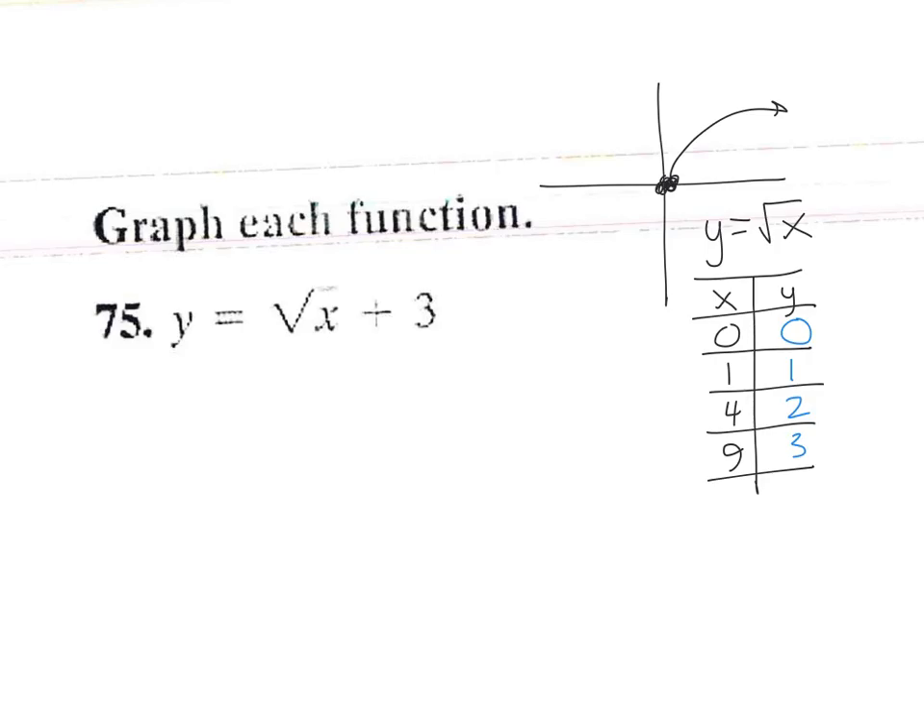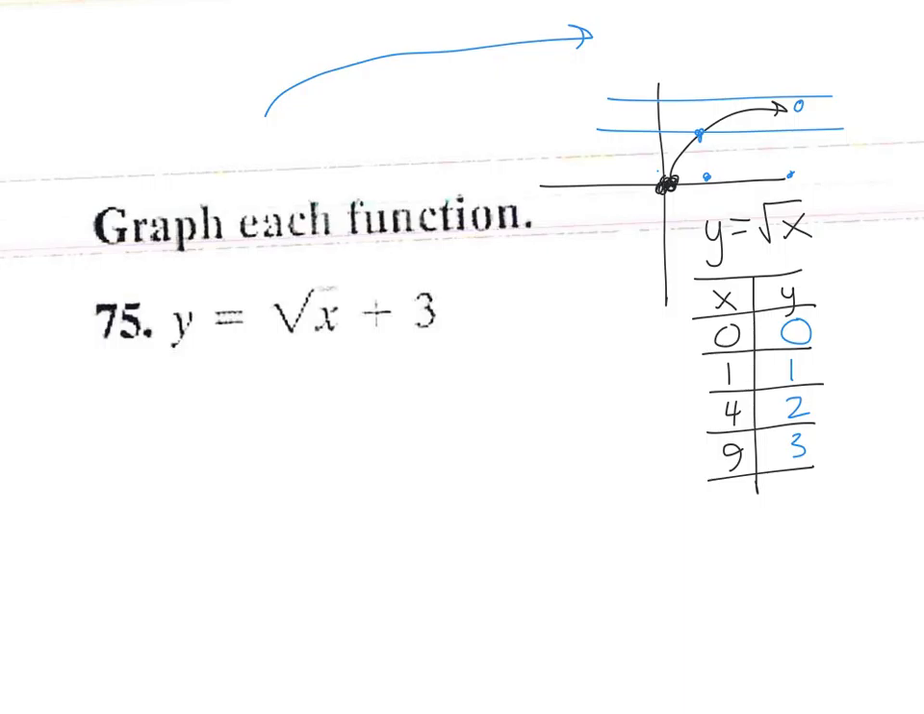So if I go over 0, 0, 1, 1, 4, 2, we'll go over here. And then it just keeps going, 9, 3. It's going to flatten out like this. It's going to be half of a parabola sideways.